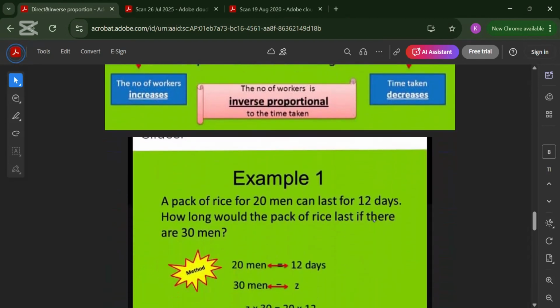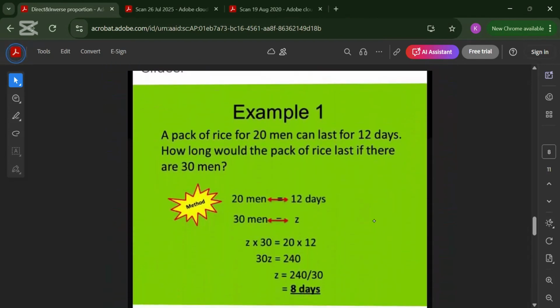Okay, let's move on with inverse proportion. Now check out here an example: a pack of rice for 20 men can last for 12 days. How long would the pack of rice last if there are 30 men? The very first thing, we arrange those quantities into an order. Now, if you check one important thing, the red arrows tell you that it is straight multiplication. Hopefully you remember that in direct proportion, we have cross multiplication. In inverse proportion, we have straight multiplication to get our answer.